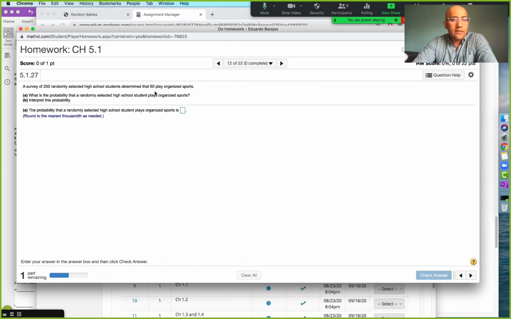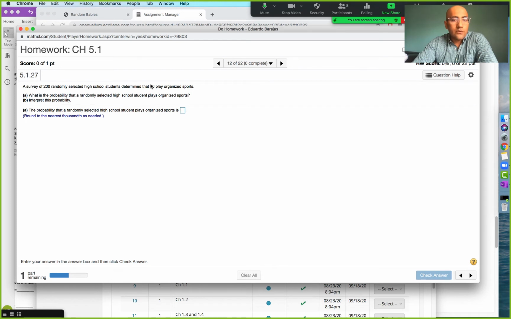Does that mean that there are only 200 students in the school? No. There's 200 people that were randomly selected in the survey. Who knows how many students are in the school? Maybe there's 300 students, maybe 2,000, maybe it's a huge high school with like 10,000 students. Who knows, right? But this is not all of them. But of the 200, 60 of them said, yes, I play an organized sport.